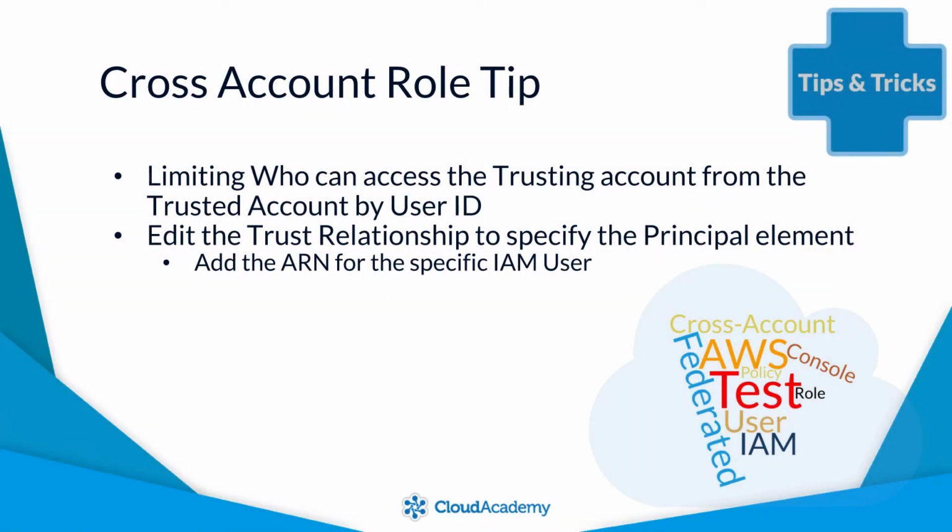Now, a cross-account role security tip. As you may have noticed, anyone in the trusted account could use the link to gain access to the trusting account. Now, this could make the trusting account admins a bit nervous. So a way to control who can access the trusting account is to edit the trust relationship that is set in the trusting account. You do this by updating the principal element within the ARN of the user or users you want to allow access. Now let's do this in the trusting account.